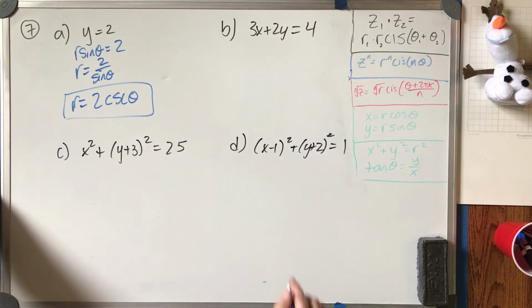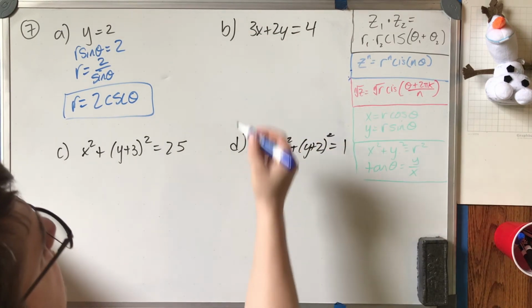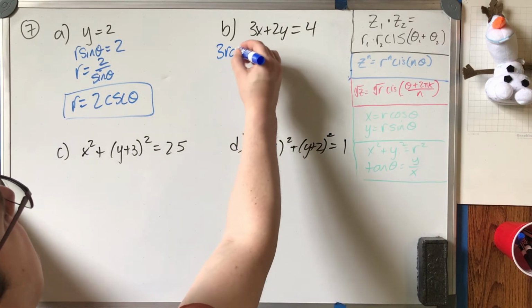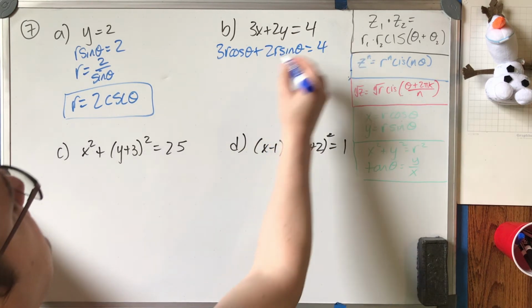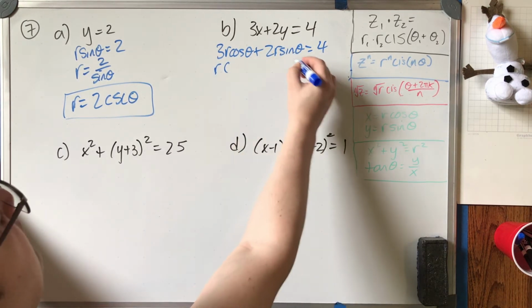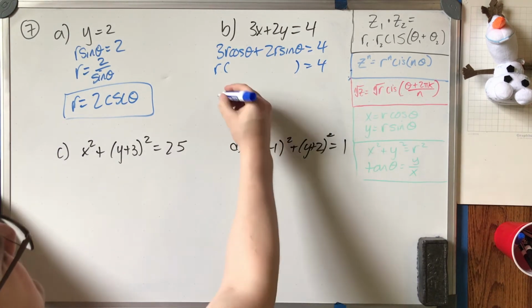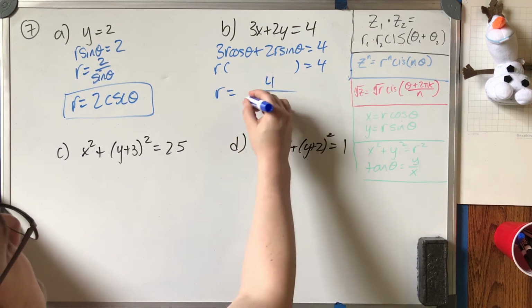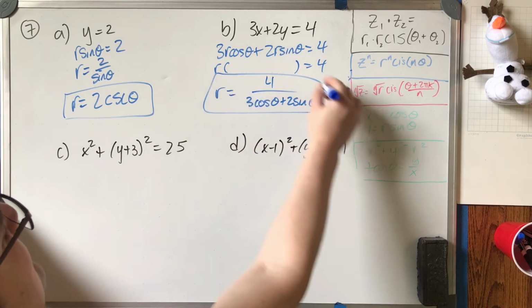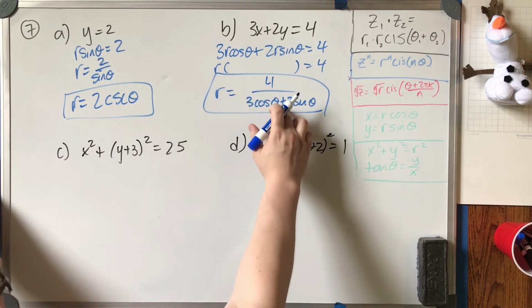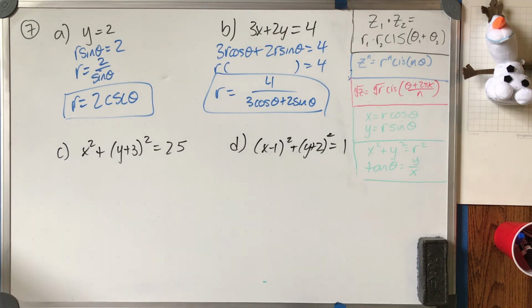Boom, done. Replace the x and the y with the r's and cosine, so I'll have 3r cosine theta plus 2r sine theta equals 4. I'm going to factor an r out of all of that and then just divide it to the other side. So I'll have 3 cosine theta plus 2 sine theta. And that's as much as I can do. You can't bring these to the top because of the addition sign there, so we just leave them.